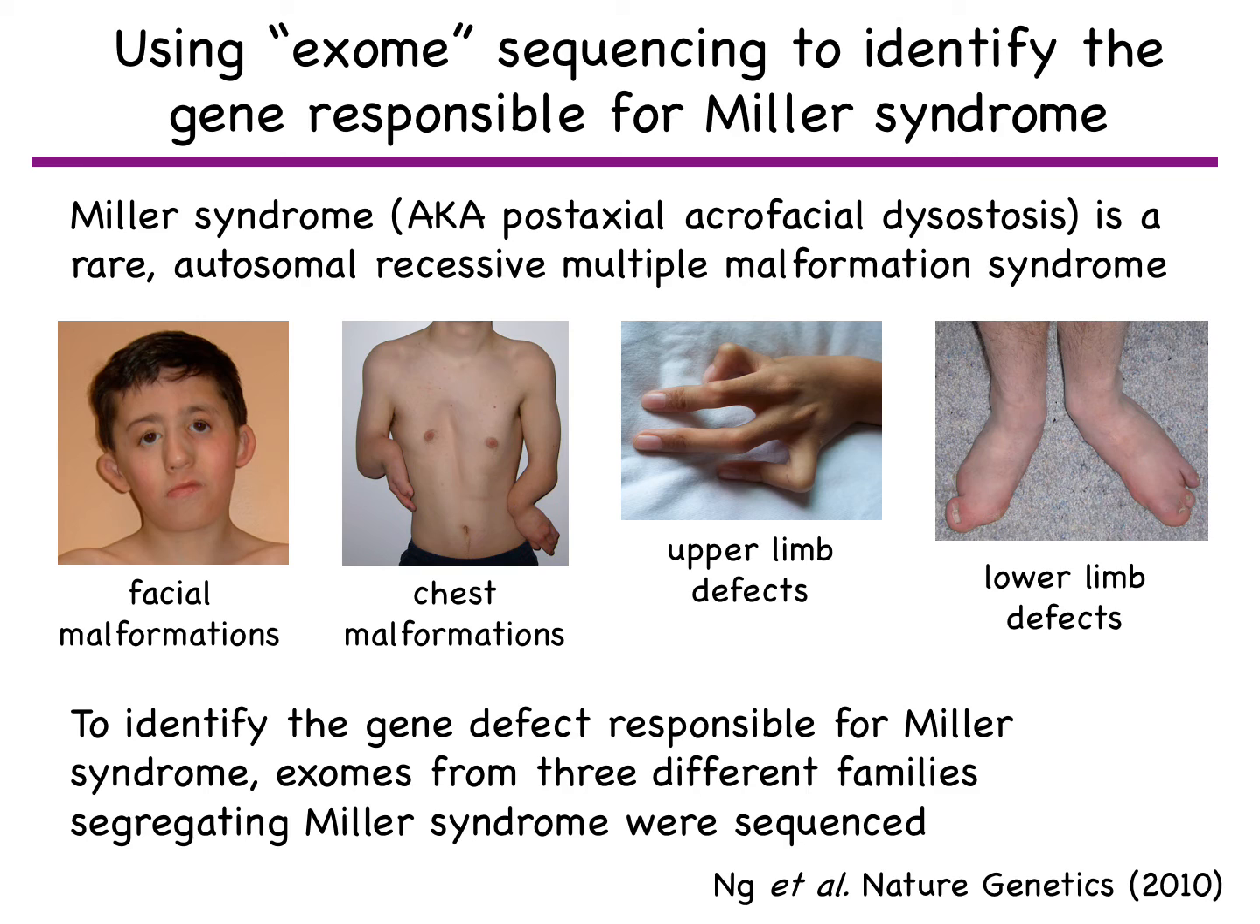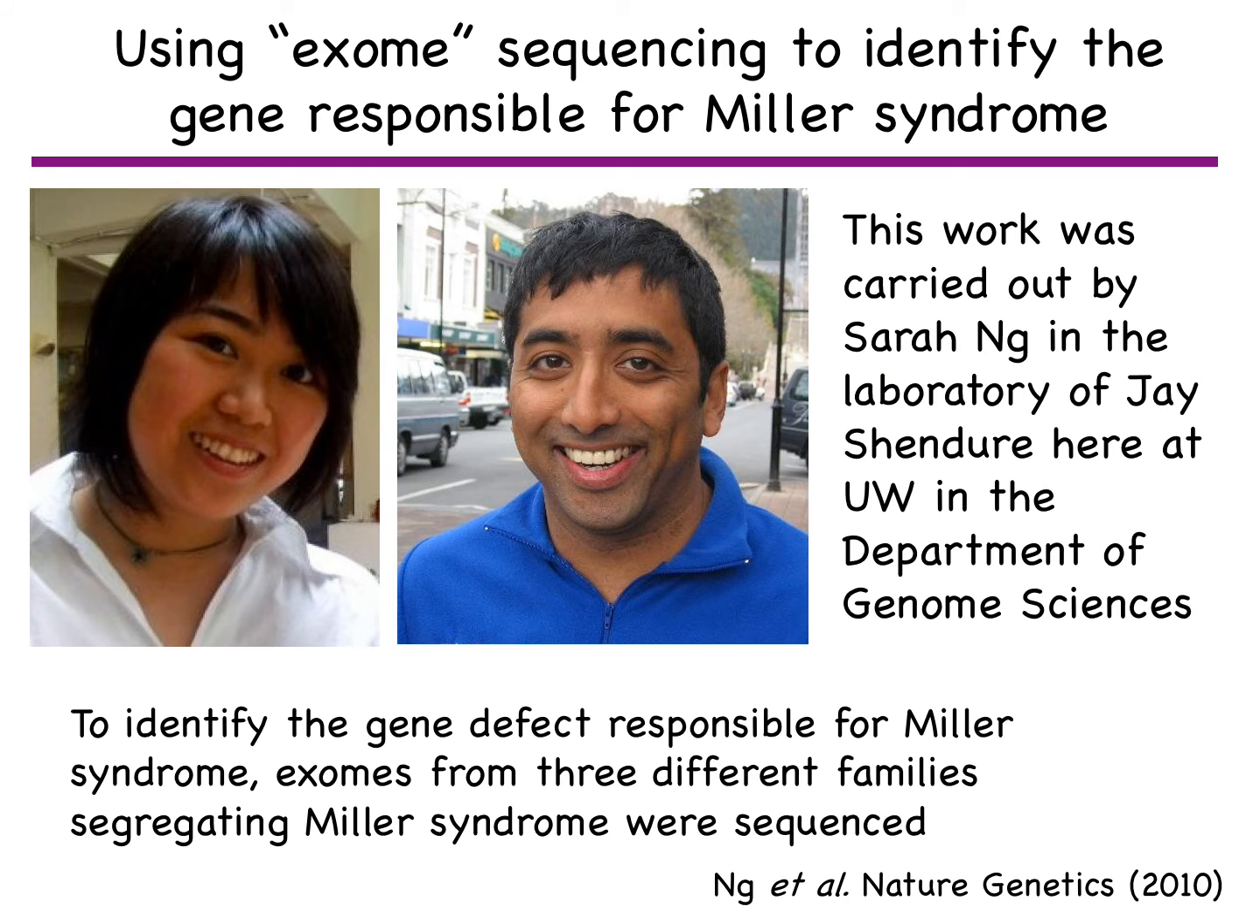And basically, to identify the gene defect responsible for this syndrome, the group that did this work sequenced exomes from 3 different families that were segregating Miller syndrome. And this work was actually done here at the University of Washington. The individuals that did this work is Sarah Nig in the laboratory of Jay Shinduri. I may not be pronouncing her name properly. And this group is actually here in our home department, Department of Genome Sciences at University of Washington. So let's talk a little bit about what they did. On the next slide, I'll summarize the results of their analysis.